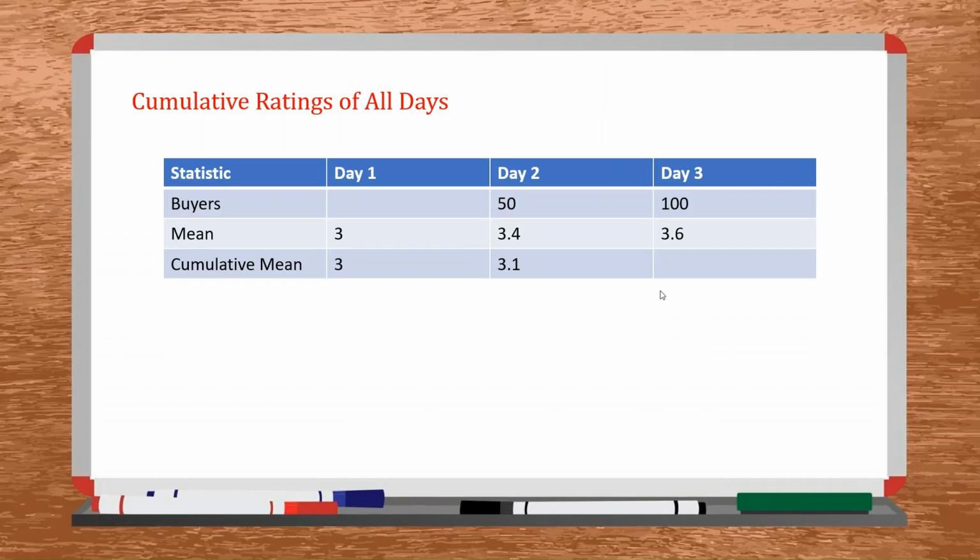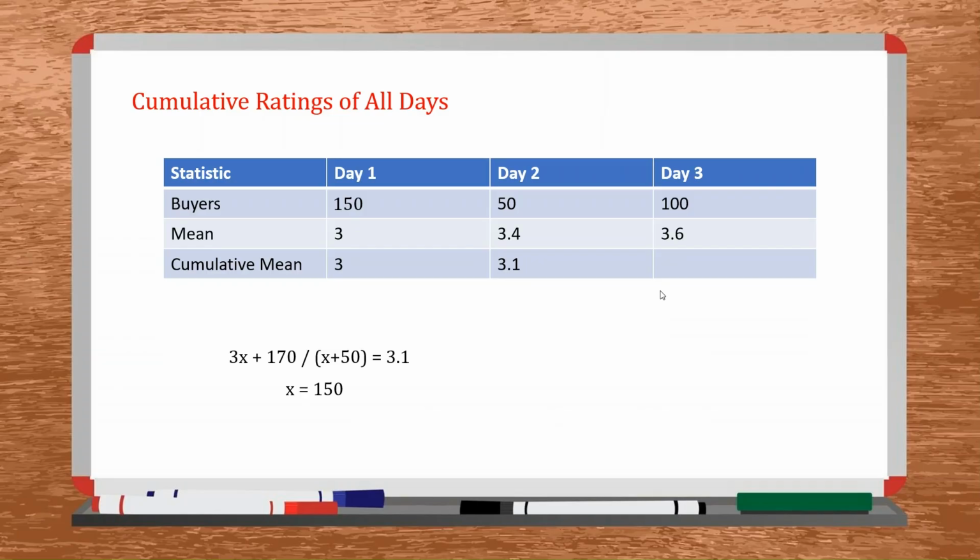Now, let's calculate the cumulative ratings for all days. Let's assume the number of buyers on day 1 as x. So 3 into x plus 3.4 into 50, divided by x plus 50, which is the total number of buyers for day 1 and day 2. So I'm calculating the cumulative mean for day 1 and day 2. That would be 3x plus 170 divided by x plus 50 equal to 3.1. If I solve for x, I get the value of x as 150, which is the number of buyers for day 1.